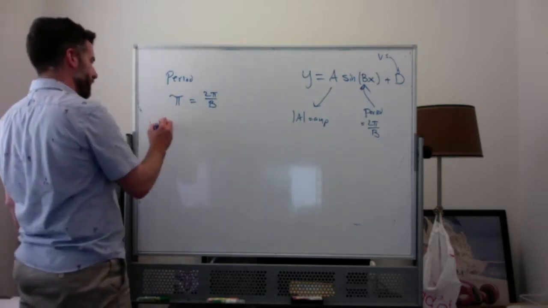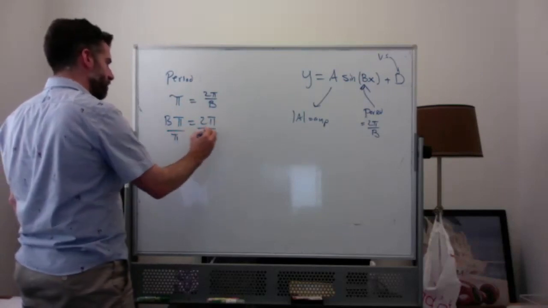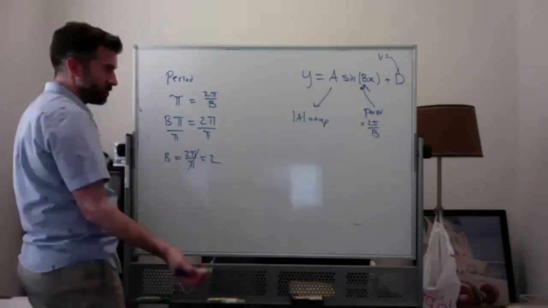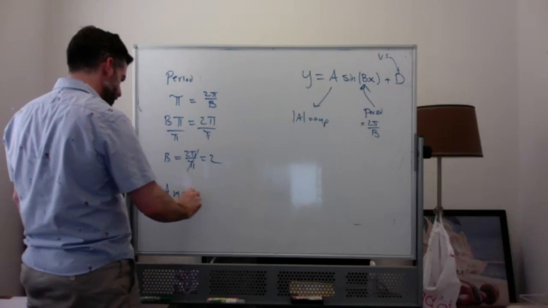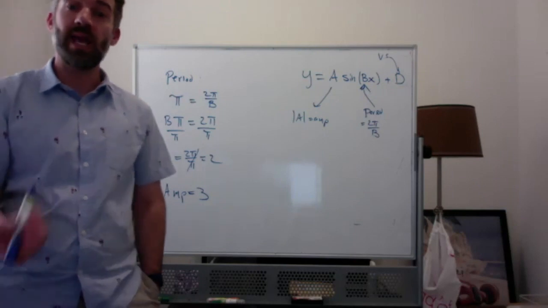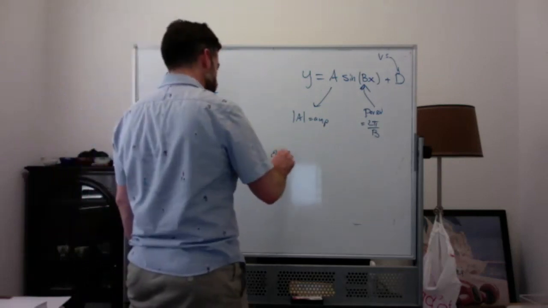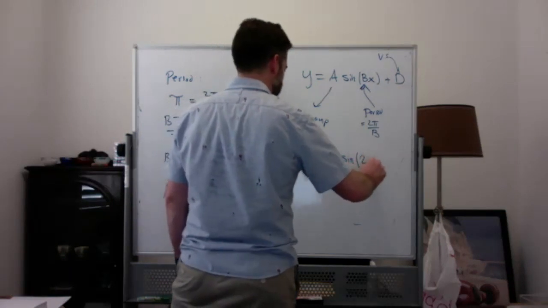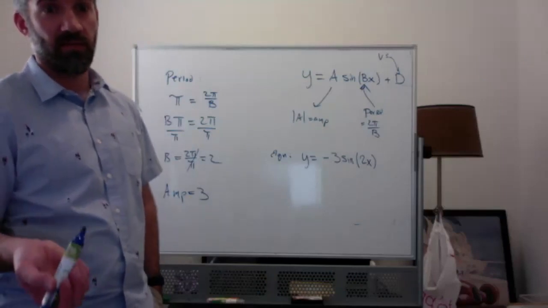You can multiply both sides by b. B times pi equals 2 times pi, and then divide both sides by pi. So that b equals 2 pi over pi, which is 2. The amplitude needs to be 3, which means the coefficient out in front could be 3 or negative 3. But we know it needs to be negative 3 because we need a vertical flip as well. So our equation is actually going to be y equal to negative 3 times sine of 2x plus 0, because it didn't ask for any vertical shift.